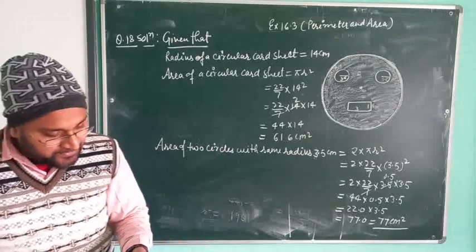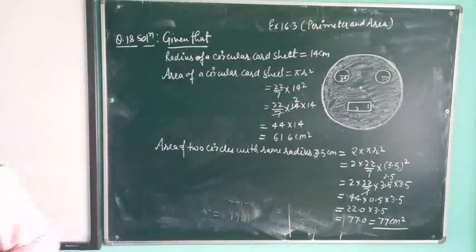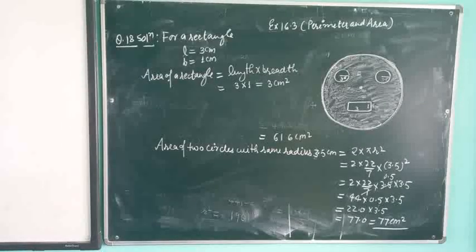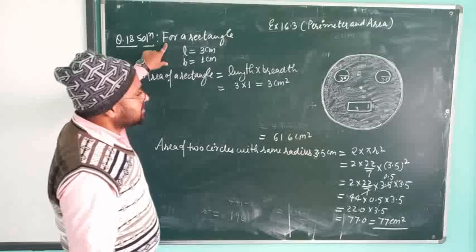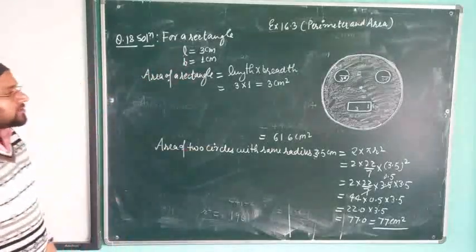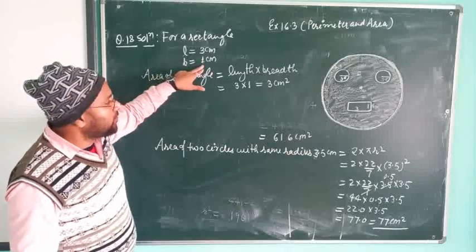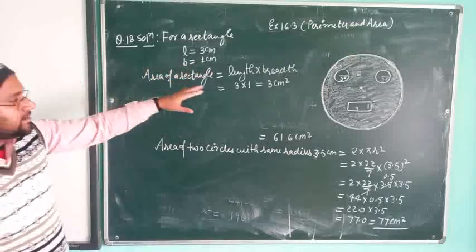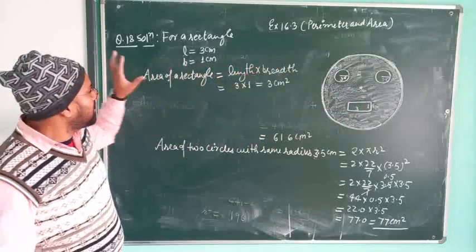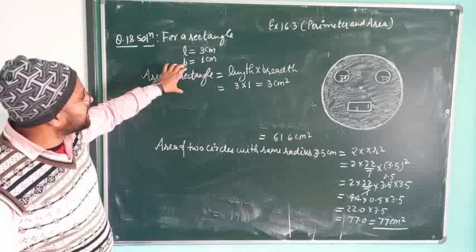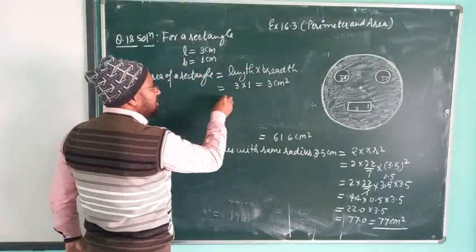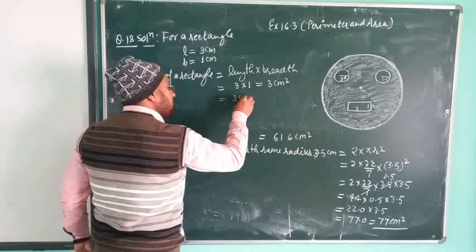Now listen students, we are going to do the calculation for the rectangle. Its length is equal to 3 centimeter and breadth is equal to 1 centimeter. We want to remove this rectangular sheet from the circular cardboard. The area of a rectangle is equal to length multiplied by breadth. So 3 into 1, we get 3 centimeter square.